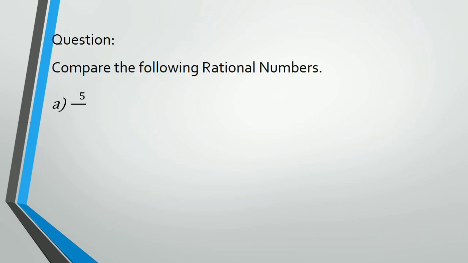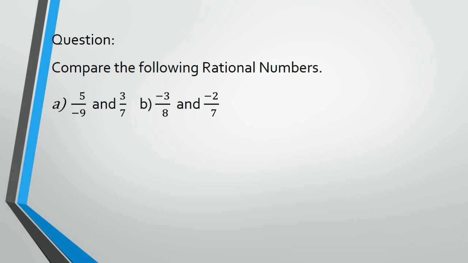Now the next question is to compare the following rational numbers. We have two pairs of numbers. First one 5 by minus 9 and 3 by 7, and also we have minus 3 by 8 and minus 2 by 7. The first one is very easy because one number is negative and the other one is positive.